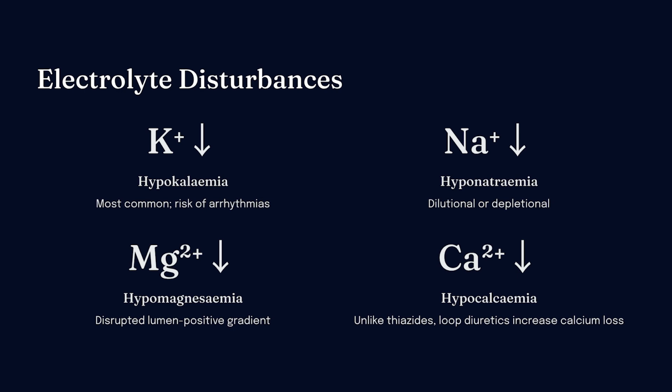Another important effect is hypomagnesemia. This occurs because inhibition of the sodium-potassium 2-chloride cotransporter disrupts the lumen-positive gradient, reducing magnesium reabsorption. Finally, unlike thiazides, loop diuretics increase urinary calcium loss, leading to hypocalcemia. This difference is clinically important and helps distinguish the two classes. Therefore, regular monitoring of serum electrolytes is essential during loop diuretic therapy.